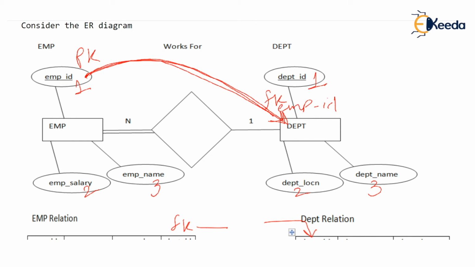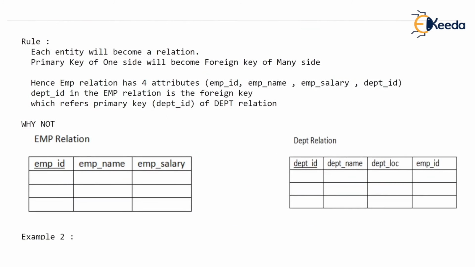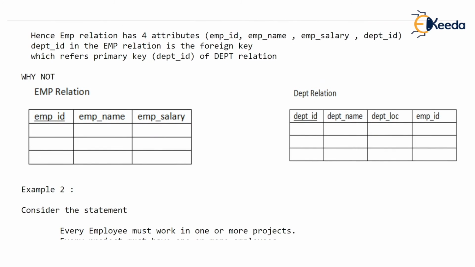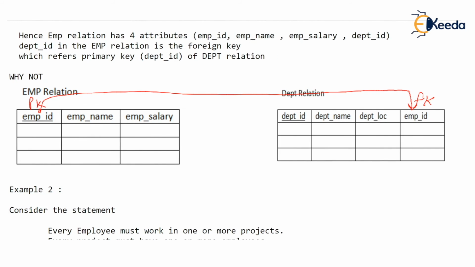Well, this choice is wrong. That's why I said the rule three times. This rule is wrong. Let's see why. Look at this absolute blunder that I have done. This EMP ID, which is the primary key of the EMP relation, has been put inside the department relation. This is the foreign key now, correct? Why is this wrong? This is not going to serve any purpose to us. You see, this is bad.